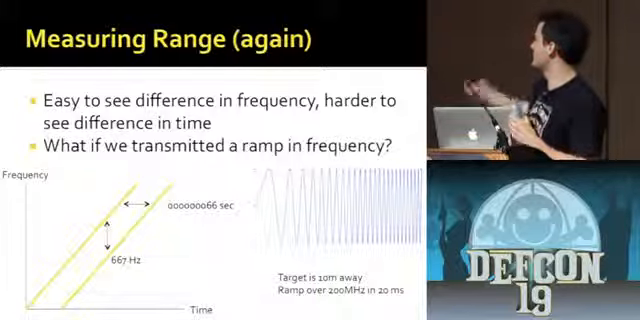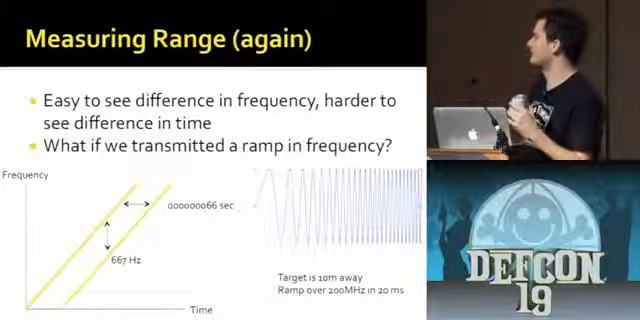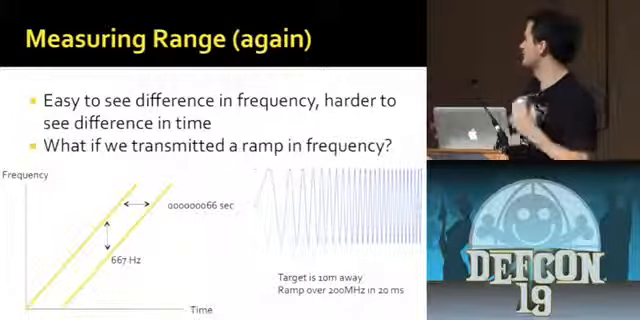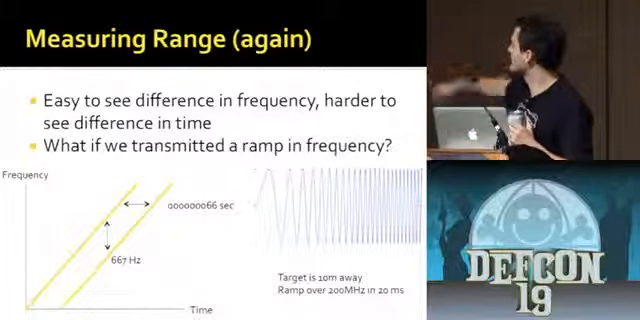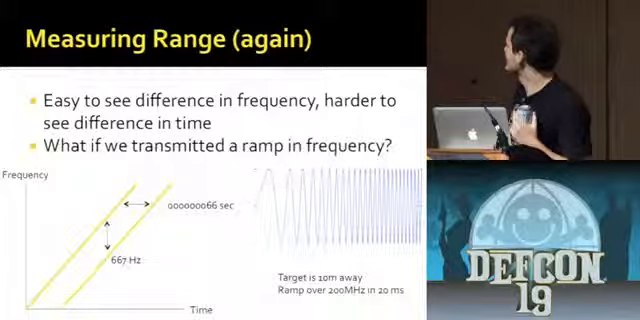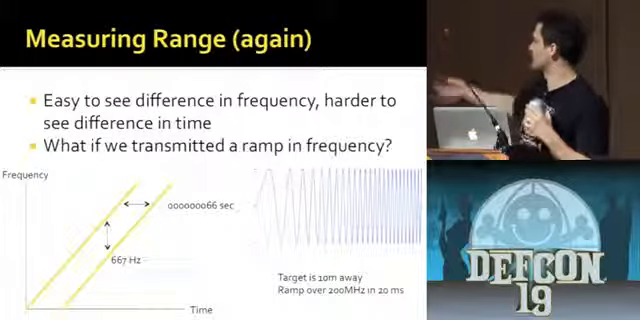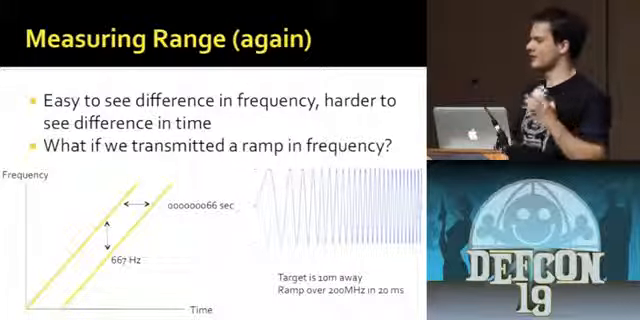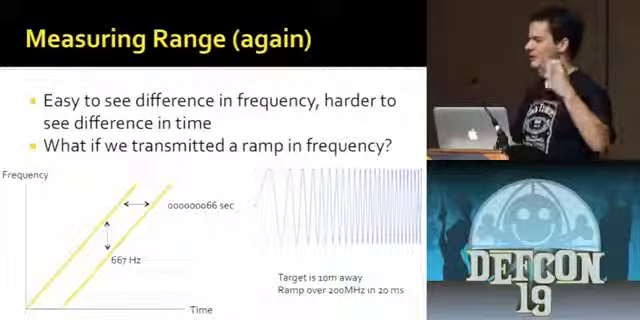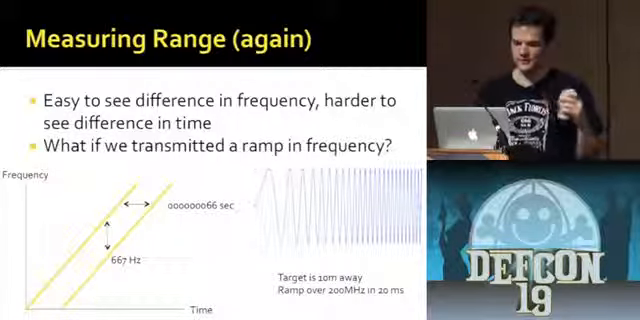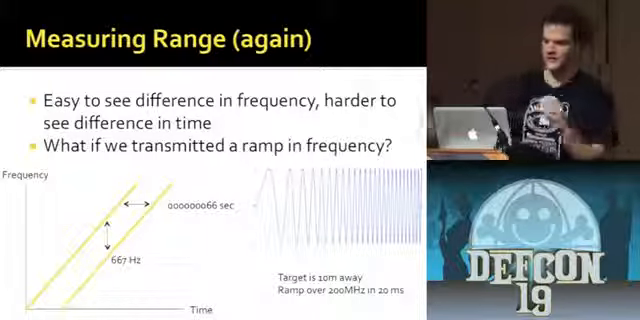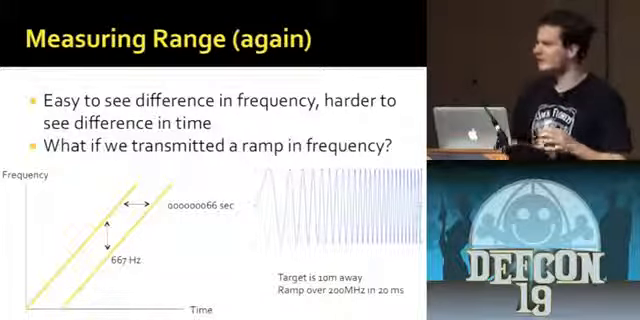If we ramp over 200 megahertz in 20 milliseconds, which is reasonable, something that we can achieve pretty easily, that delay, I don't know exactly how long that is, but I think it's 66 nanoseconds or something. That signal turns into 667 hertz, which is in the middle of the audio range. I could sample that with a sound card and tell you how far away you are. So this is known as FMCW radar, frequency modulated continuous wave, and that's how I think most of the systems work today.